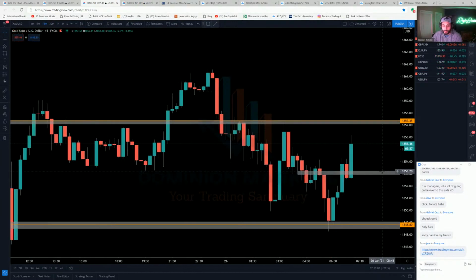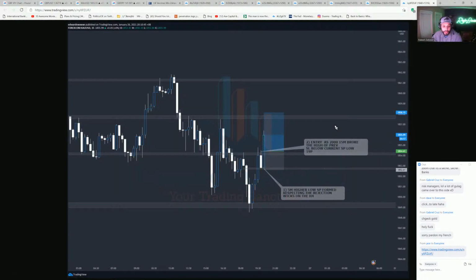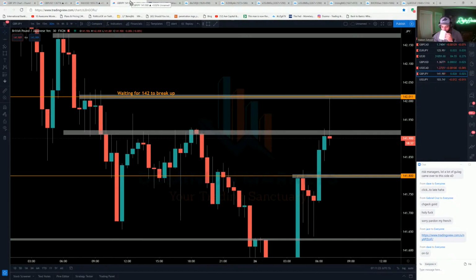Yeah, gold is coming back up over here. It's going to be better buys above 1857 for gold to continue moving bullish. Let's take a look at this chart over here. Oh nice, took an entry as we broke above the high on the 15-minute time frame. Oh, very nice. Jace got his first trade of the day.